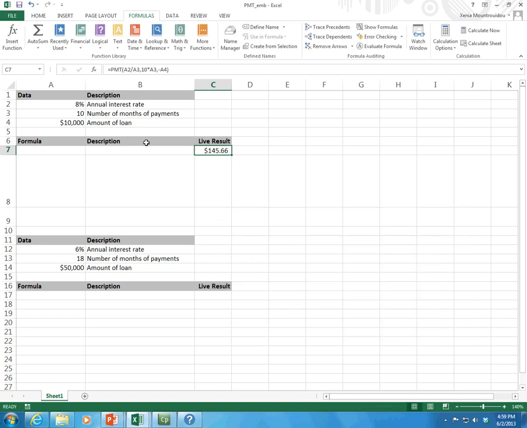So now here I have my live result that in 10 years, to pay off this loan in 10 years, I have to pay $145, $146 every month for 10 months of the year that I'm paying off this loan.